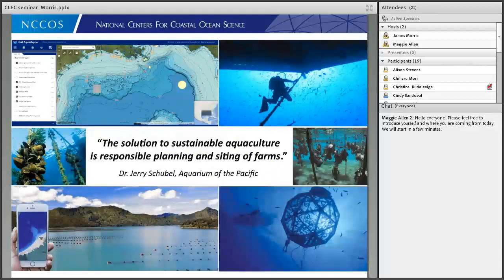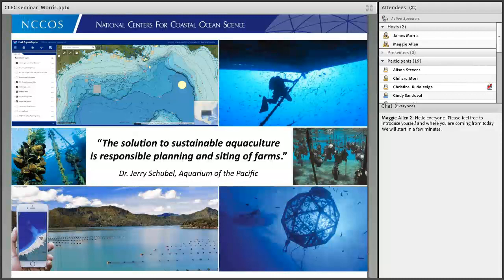So I'd like to start out with a quote from a friend of mine. I captured this in the keynote address that Dr. Schubel gave at the aquaculture conference last year, where he spoke about the importance of planning. And he said essentially that the solution to sustainable aquaculture is responsible planning and siting of farms. Now, Jerry is very much an advocate for sustainable aquaculture and has worked hard to share that message nationally.